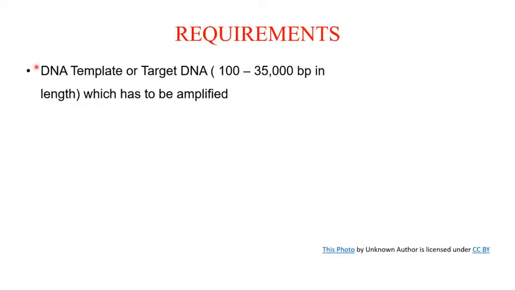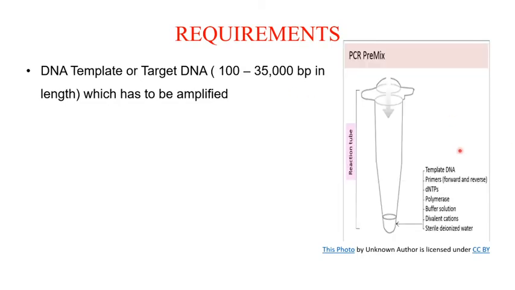The success of PCR depends on a number of factors, with its reaction components or requirements playing critical roles in amplification. The first component is template DNA or target DNA. A PCR template for application can be any DNA source such as genomic DNA, complementary DNA, cDNA, and plasmid DNA or bacterial DNA. It can be 100 to 35,000 base pairs in length. And the next component is Taq polymerase, which is heat stable.